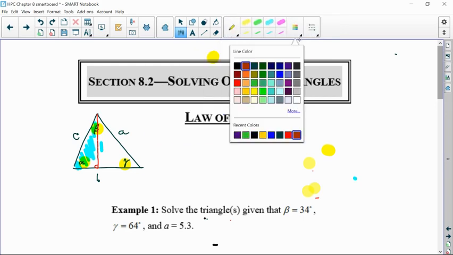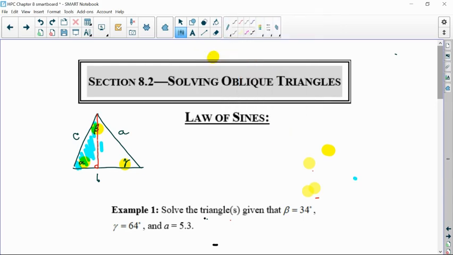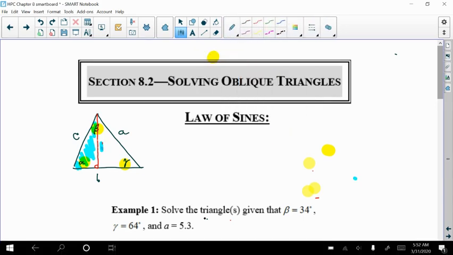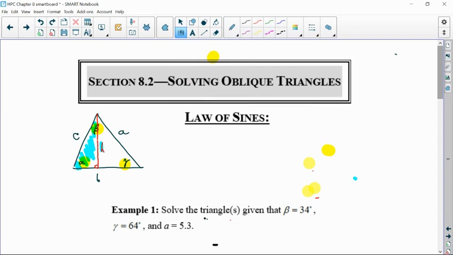I need to go to pen, that's why. That's it, okay? Call that the height. And in that blue triangle, I know that the sine of alpha is equal to height over c, because I created a right triangle in there. And so if I solve for the height, side length C times the sine of alpha equals my height.